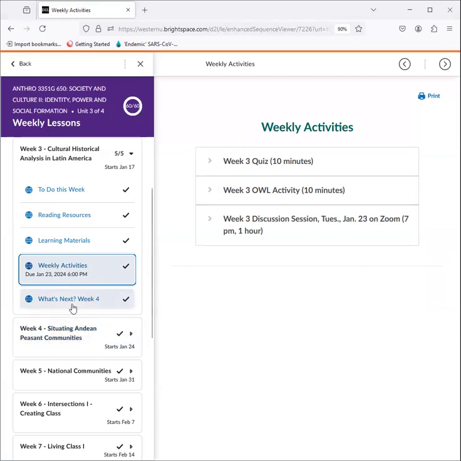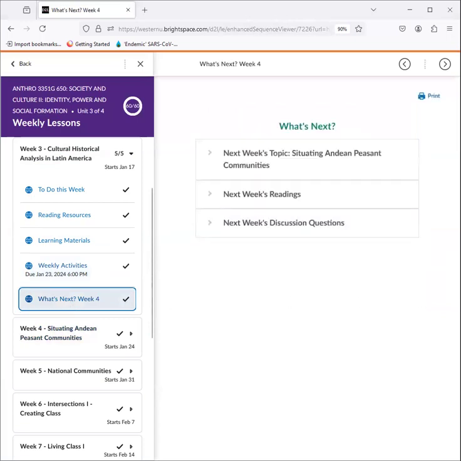Each weekly lesson ends with a What's Next page, where students can find an overview of the next topic, links to the readings, and the discussion questions that guide their readings, a week in advance of the lesson being released, the day after the discussion session for the previous week.